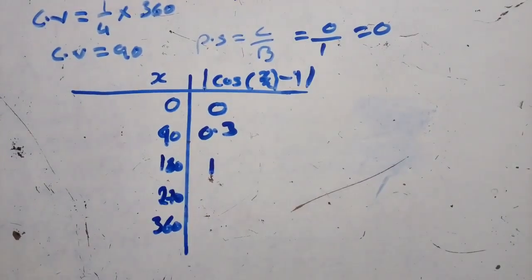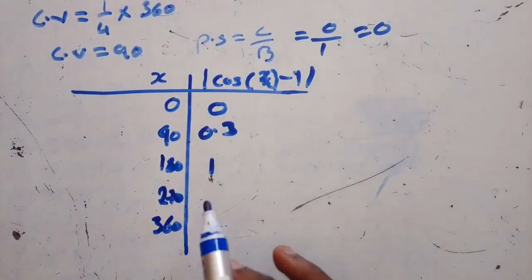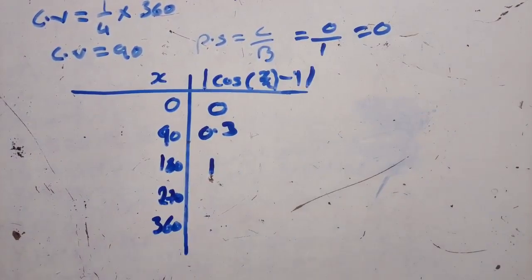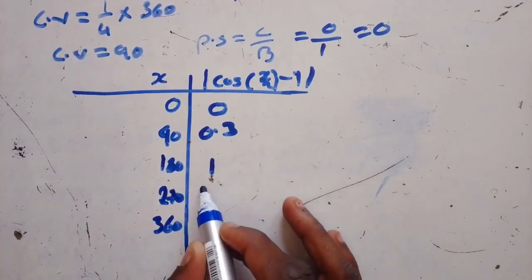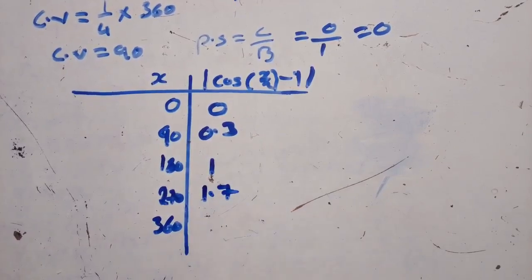Okay, and the fourth point is 270. So where there's x, you put 270. 270 divided by 2 will give you 135. And then we have cos 135 minus 1. This will give you negative 1.7, but this is a modulus, so we will ignore the negative, and so we're going to have 1.7.